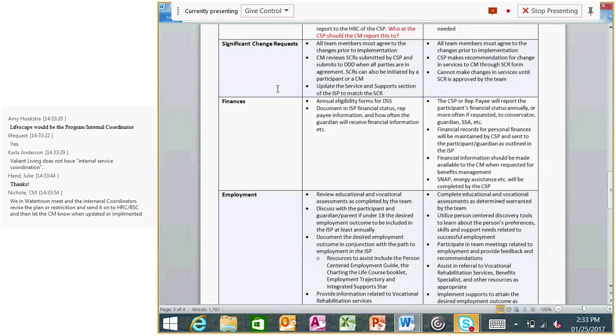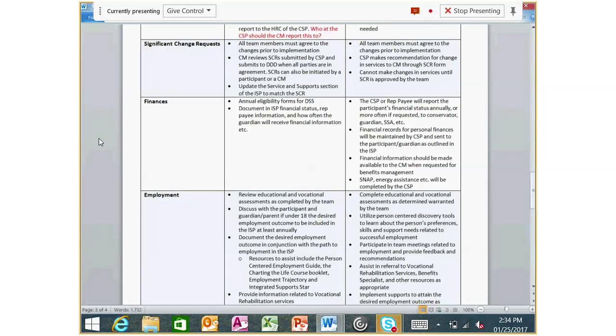The case manager will also be responsible for updating that services and support section that I had mentioned during ISP development. This looks very similar to, or can act very similarly to, the service record that we were using in Launchpad, because it's a way to document all of the services that a person is receiving. So if a significant change request is submitted, the case manager should go into the ISP and make sure that the information in the services and support section matches the changes that are being made on the significant change request.